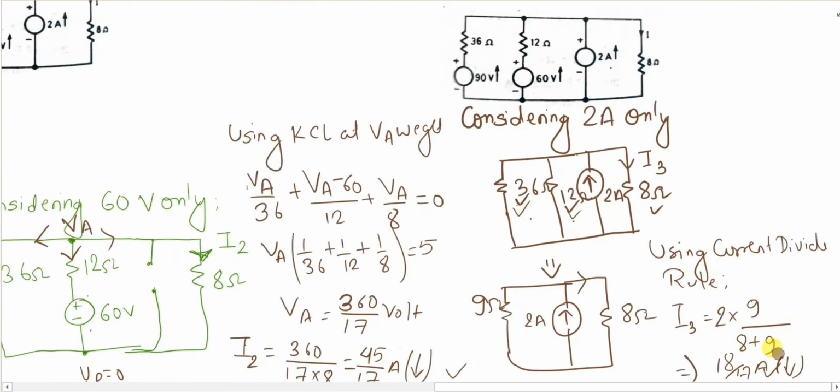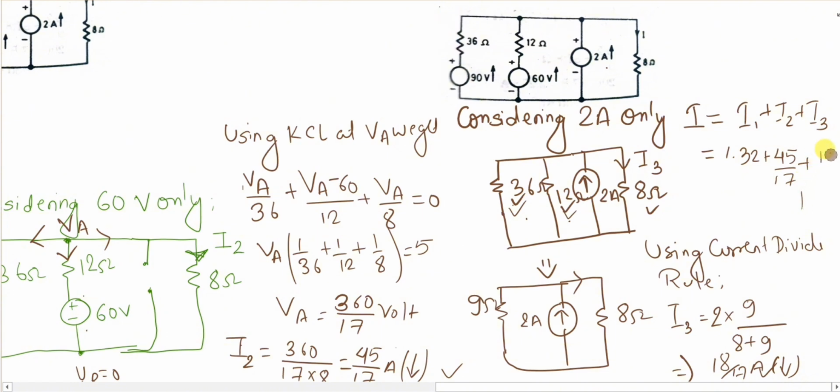Therefore, the total current flowing through I is equals to I1 plus I2 plus I3, which is 1.32 plus 45 by 17 plus 18 by 17. Okay, so adding all of them, you will get 5.028 ampere. Okay, that's how you can solve the problem that consists of voltage source with current source. So the process might be lengthy, but it's very easy once your concepts are clear.